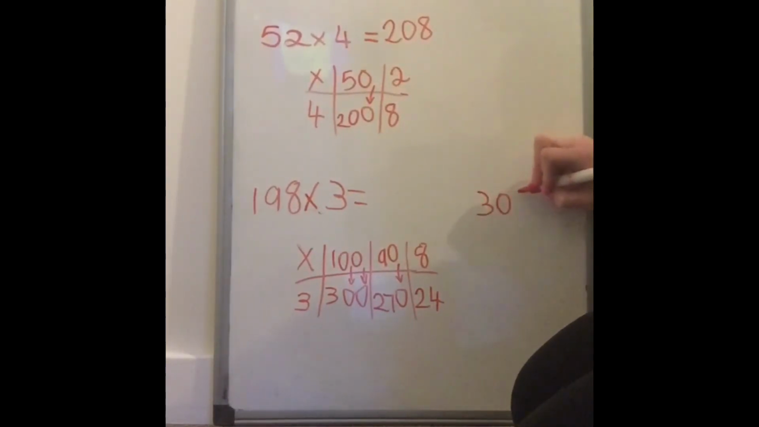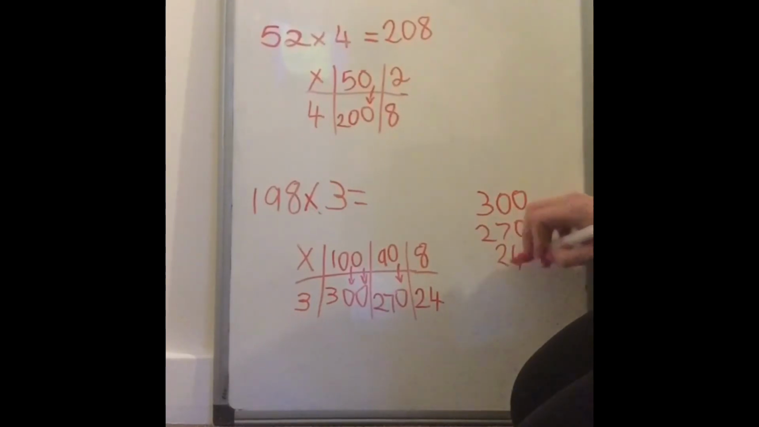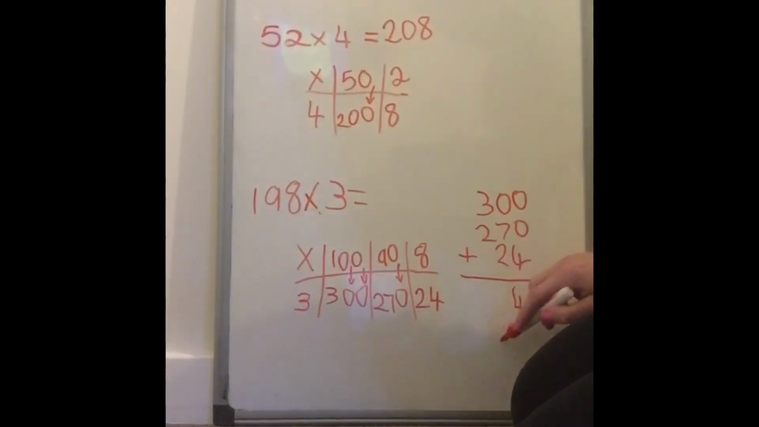So I've got 300, 270 and 24, and I've got my add sign, so I remember that I am adding them. I'm going to start by doing my ones. We always start with our ones, don't we? So we got 0 add 0 add 4 is 4. We've got 0 tens add 7 tens, it's still going to be 7 tens. Add 2 tens is 9 tens, which is 90.